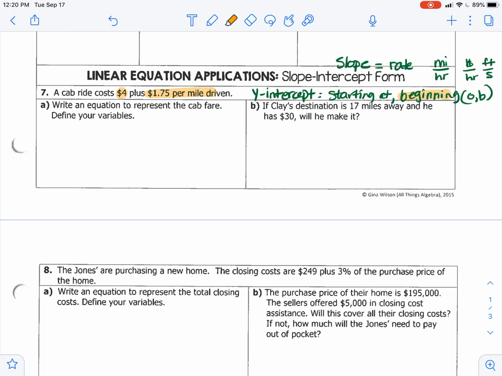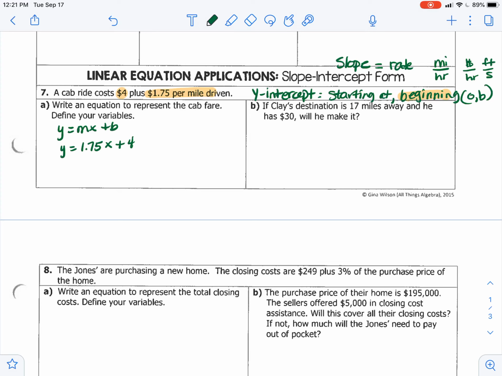So when you write your equation here, your $4 again is your y-intercept. So if I go to y equals mx plus b, your y-intercept again is 4. And $1.75 per mile. So I'm going to do 1.75x plus 4.